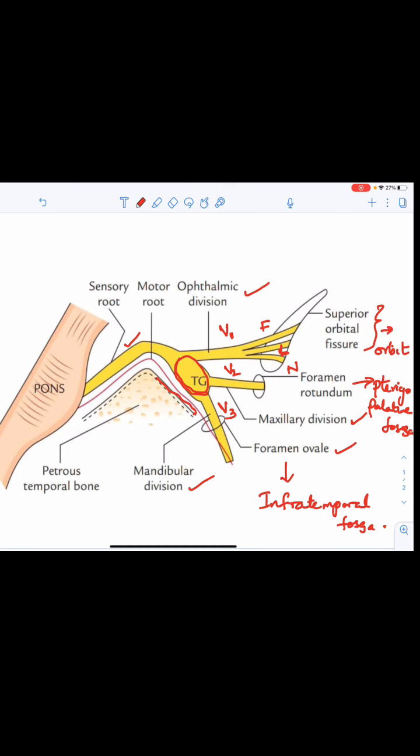You have the trigeminal nerve, and the trigeminal nerve is going to divide into three divisions, that is the ophthalmic division, maxillary division and mandibular division. And from the ophthalmic division you have three branches, that is the frontal nerve, lacrimal nerve and the nasociliary nerve, which are all passing through the superior orbital fissure to the orbit. Then the maxillary division is passing through the foramen rotundum, and the mandibular division is passing through the foramen ovale.